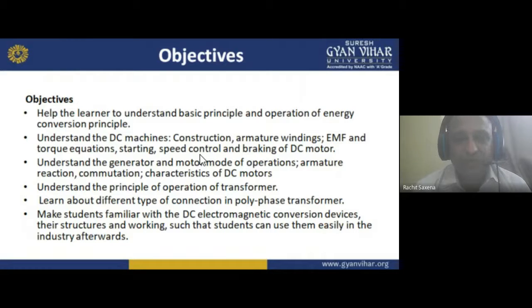As we all know, a transformer works on AC. AC is of two types, single phase and three phase. So we are going to study single phase and three phase. Three phase is also known as polyphase, and single phase is also known as a single phase transformer. Then there are different types of transformers, for example the auto transformer, and core and shell are the different types of construction. But before this, we make students familiar with DC electromagnetic conversion devices.